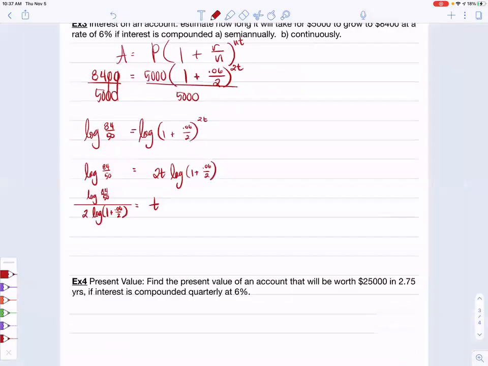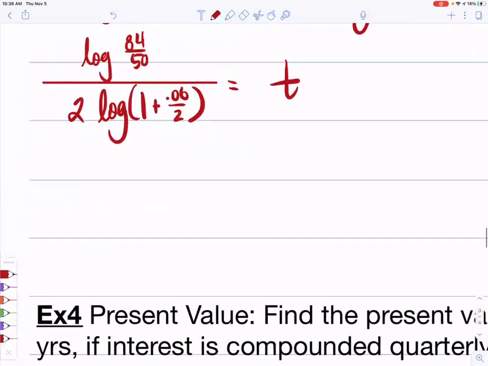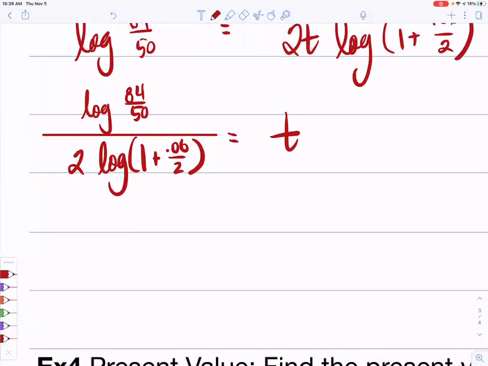All right, now let's come back to the directions, the original question. It says, estimate how long it's going to take. Let me tell you something. If you hand your banker $5,000 and ask how long you have to leave it in the bank before it grows to $8,400, and he answers that you have to leave it for log of 84/50 divided by 2 log of 1 plus 0.06 over 2 years, you're going to look at him like he's nuts. So we don't want an exact answer, we want an approximation. We need to get a decimal for our number of years, for our time.